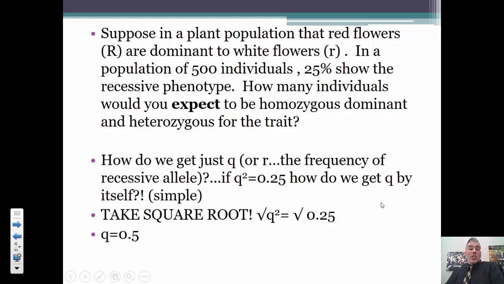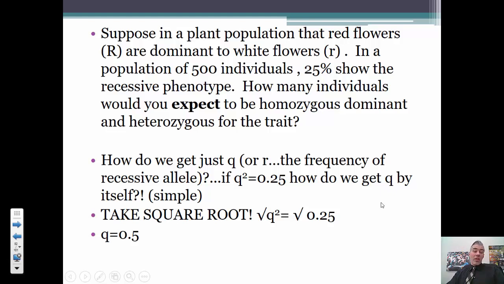So we know what q squared has to be based on looking at organisms. So all of the white flowers have to be q squared. So if they say, in this case, 25% show the recessive phenotype, then q squared must equal 0.25. How do we get q by itself from that? We have to take the square root. So the square root of q squared, in this case the square root of 0.25, means q must equal 0.5.